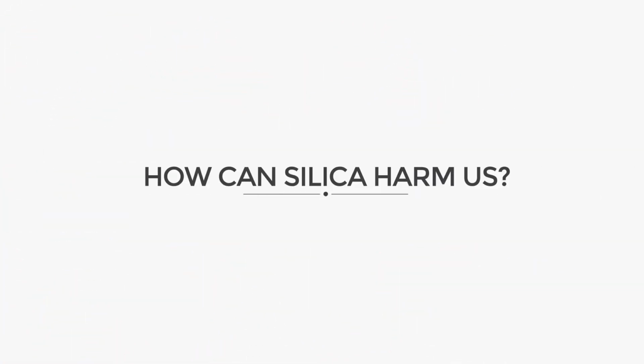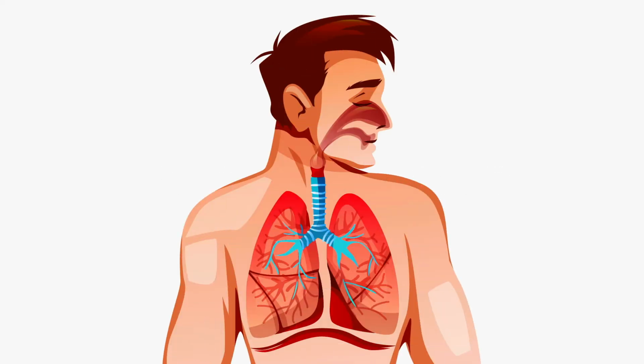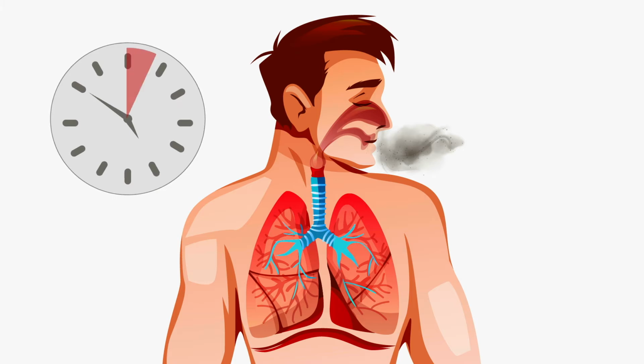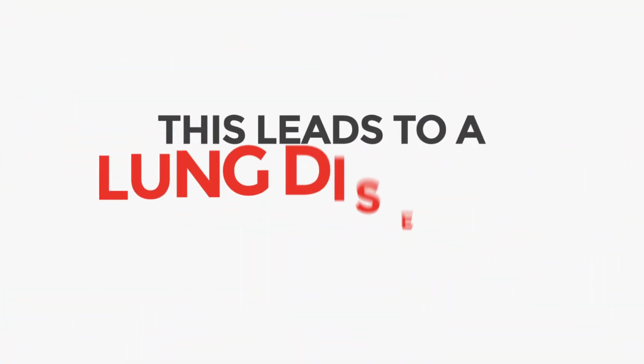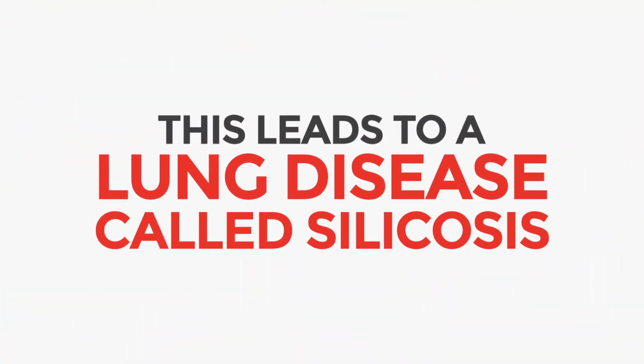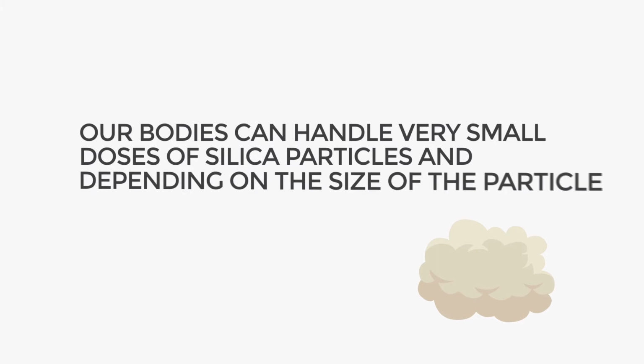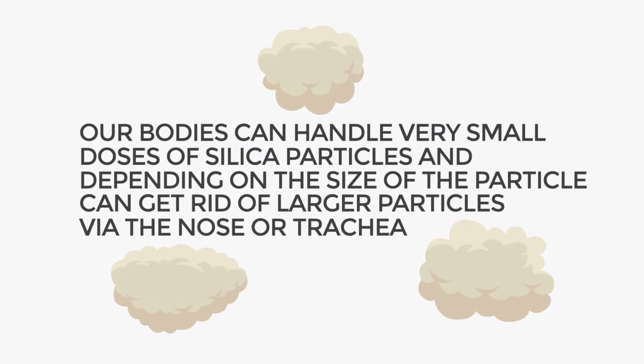So, how can silica harm us? Well, silica dust can harm us if we breathe it in, either in small doses over a long period of time or in large doses over a short period of time. This leads to a lung disease called silicosis. That said, our bodies can handle very small doses of silica particles and, depending on the size of the particle, can get rid of larger particles via the nose or trachea.